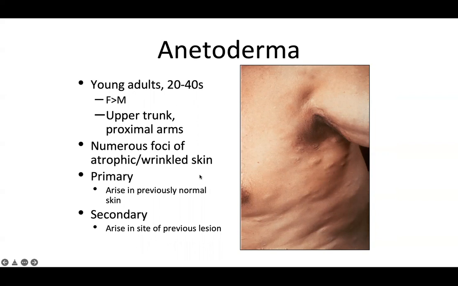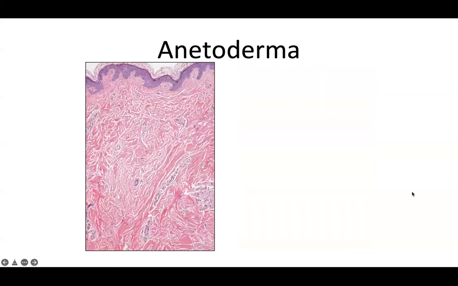What's the cause of anetoderma? So primary arises in previously normal skin. You have loss of extracellular matrix proteins, which causes a weakness in the dermis, allowing for protrusion of the skin. Secondary arises in the site of a previous lesion.